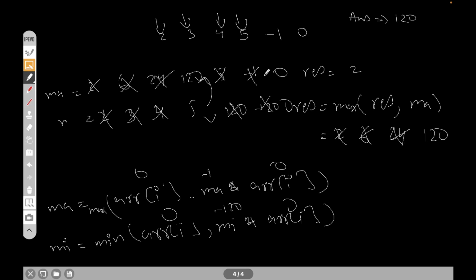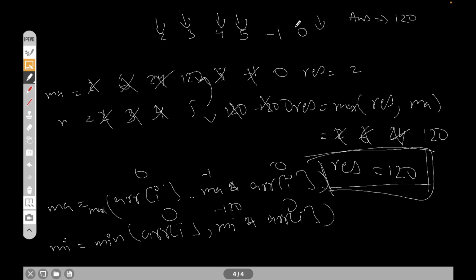Then our MA was minus 1, and our result was 120. So no need to change anything, because the maximum of both of that will be 120 only. Then our MA was 0, and our result was 120, so no need to change anything, so our result will be 120. Now we are out of the range, so our answer stores the 120. So this is our answer. Now let us see the code for the same.